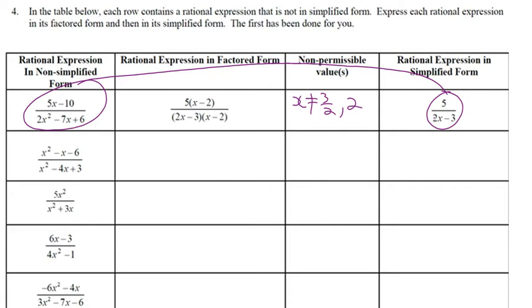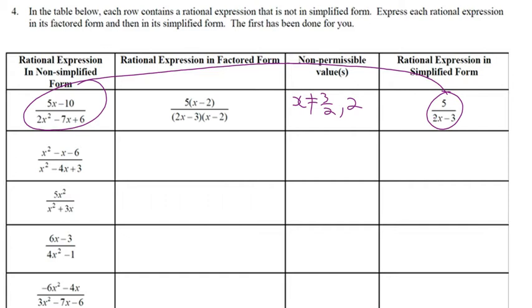Right? And that's not obvious here, so that's why we take the non-permissible values from the factored form. Because if I stick a 2 in here, I'll end up with a 0 in the denominator. If I put a 2 in here, I just end up with 5. Okay? So we can't do that. We can't say that they're the same for every value of x. We can say they're the same for all values of x except for these two.